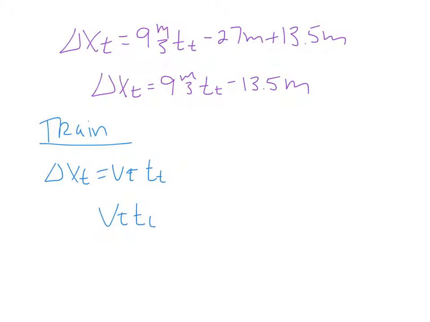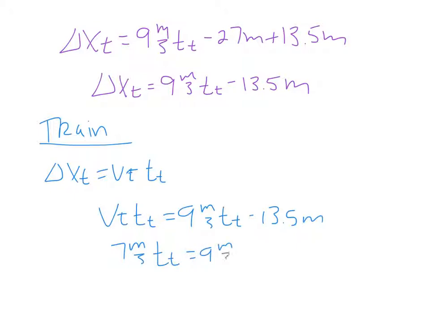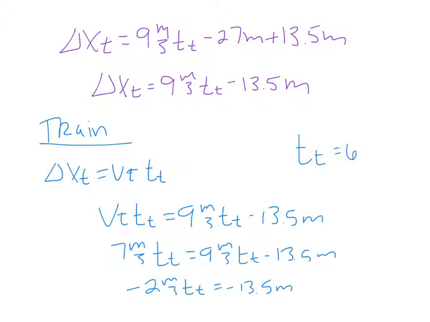Velocity of the train times the total time equals 9 meters per second total time minus 13.5 meters. 7 meters per second, that was Vt, total time equals 9 meters per second total time minus 13.5 meters. Solving for total time, we get negative 2 meters per second, t total, equals negative 13.5 meters. So the total time equals 6.75 seconds.